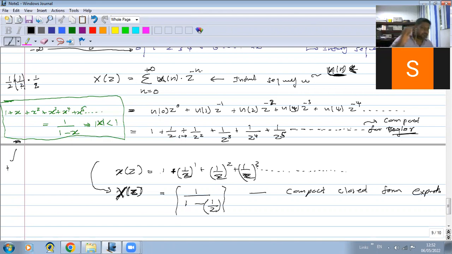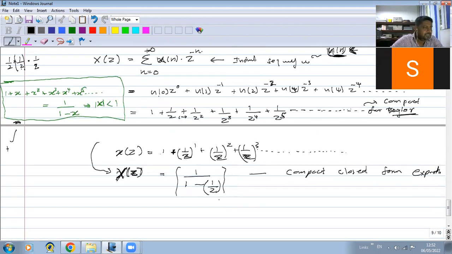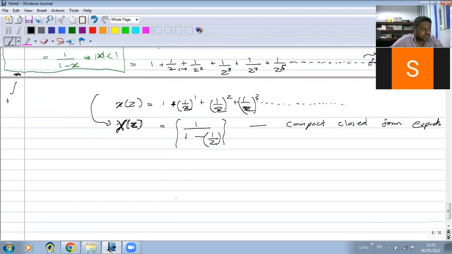Okay. So this is a closed form expression. So that is one advantage of converting a time series into a Z transform, into the Z domain. Okay, so if you want to find the ROC, you have to use this condition.